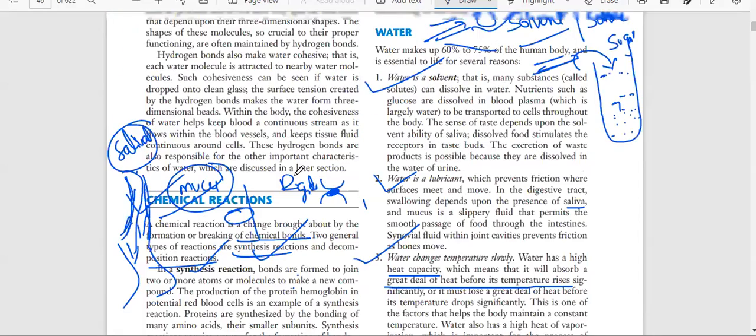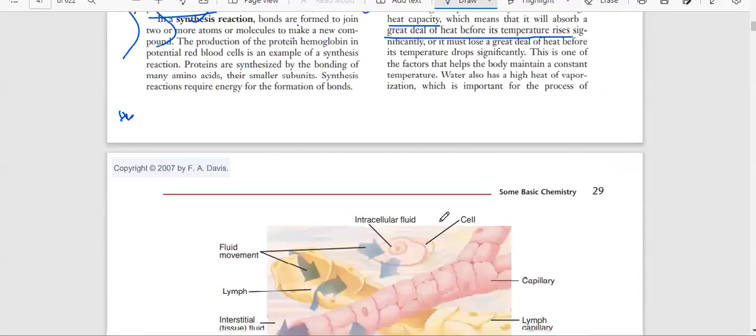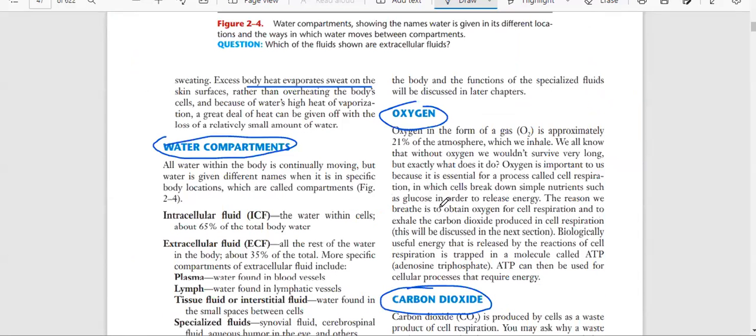So we talked about water, why water is important, what is a solvent, what is a lubricant, and that water changes temperature slowly. Now, what are the water compartments present in the body?